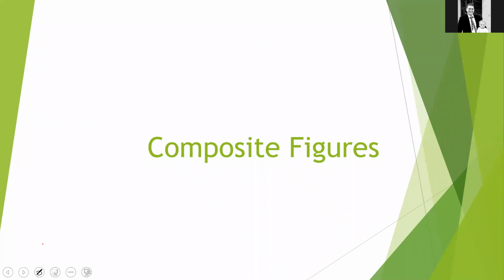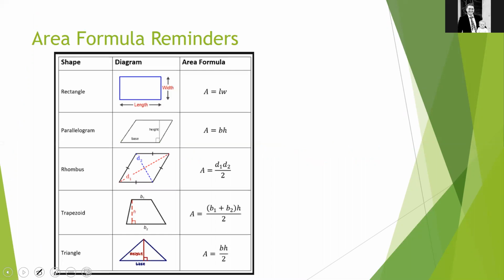Let's talk about composite figures. Composite figures are when you take more than one shape and you push them together to make one ugly shape. Now, in order to think about the area for composite figures, we need to remember the area for all figures. So here's a quick refresher for rectangles, parallelograms, rhombuses, trapezoids, and triangles. We could shove any of these or all of these into one figure and find the area.